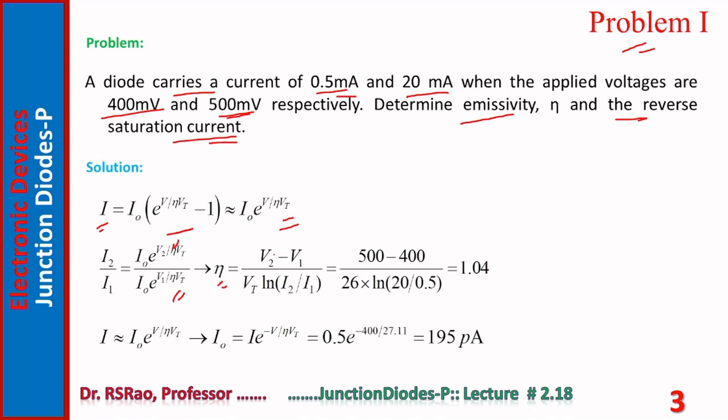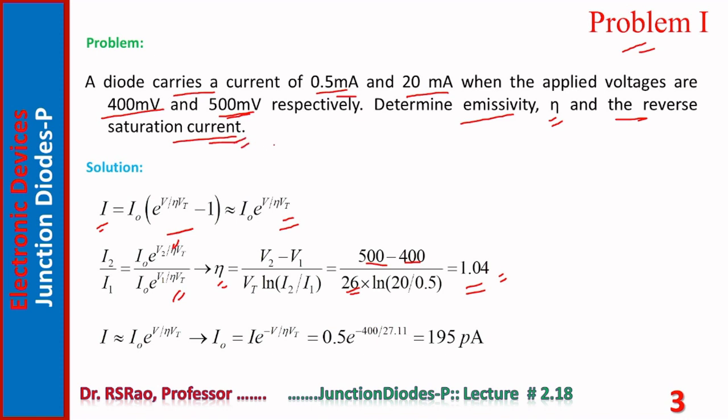It turns out to be V2 minus V1 by Vt times natural logarithm of I2 by I1. Substituting the given values, 500 minus 400 divided by 26, where 26 millivolts is Vt, the voltage equivalent of temperature at room temperature, into natural logarithm of 20 by 0.5. It turns out to be 1.04. So eta is obtained.